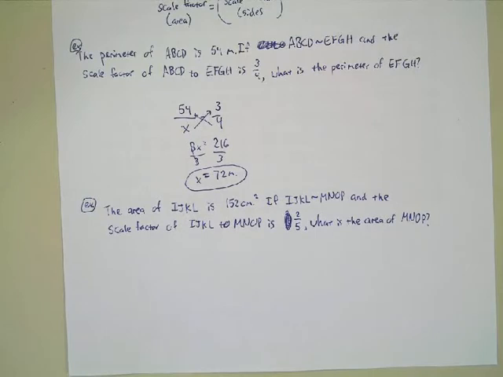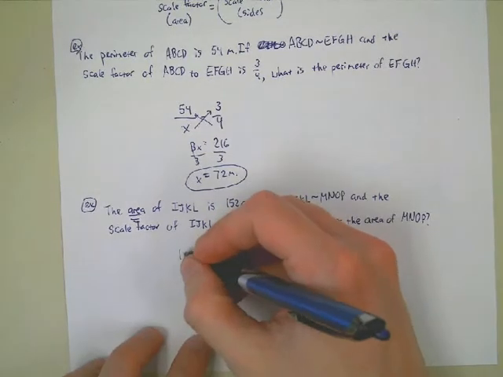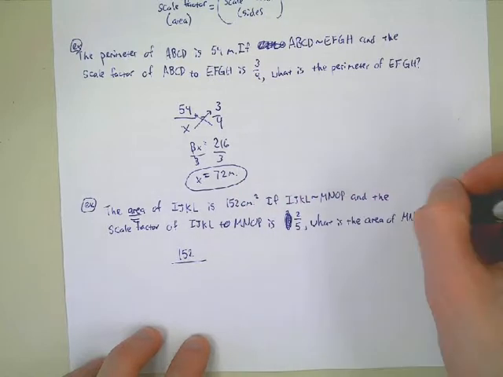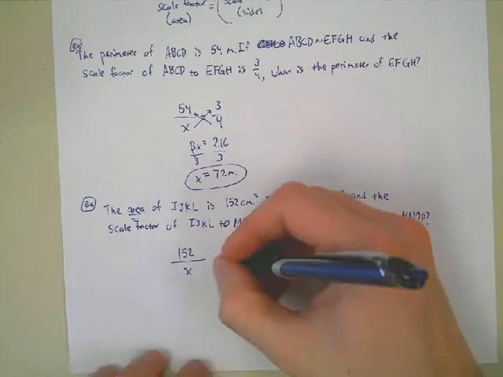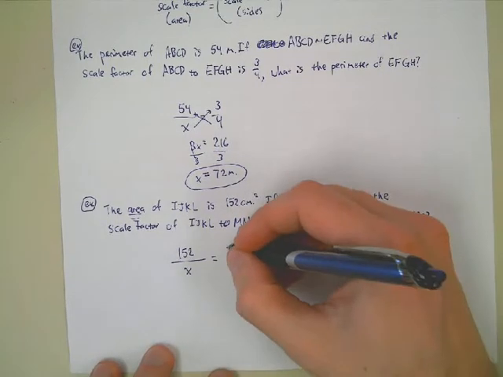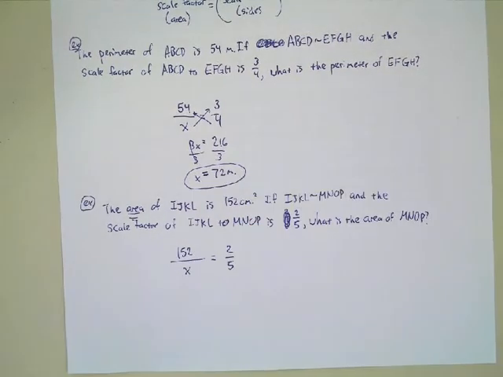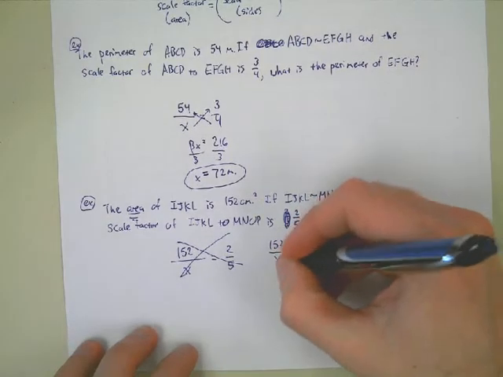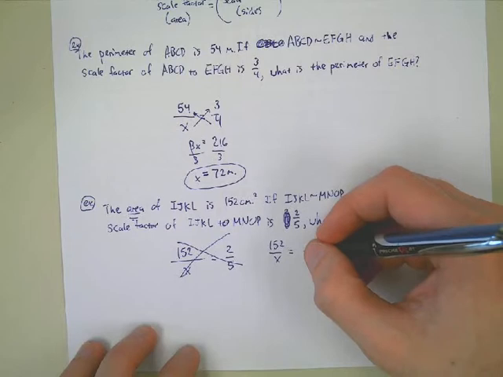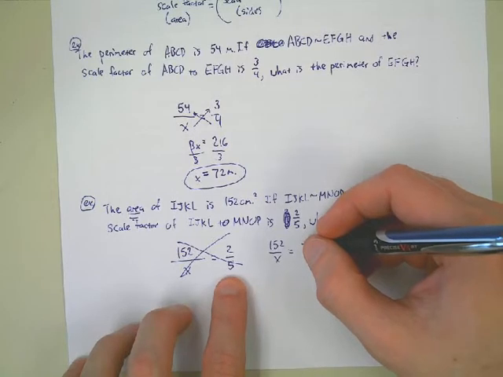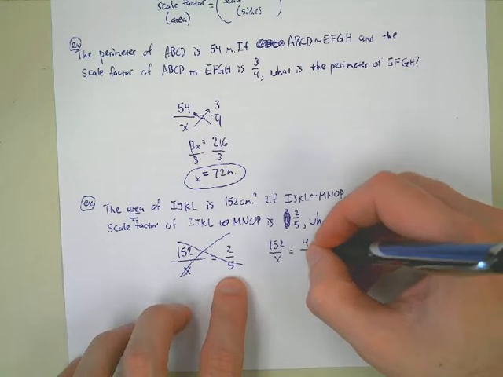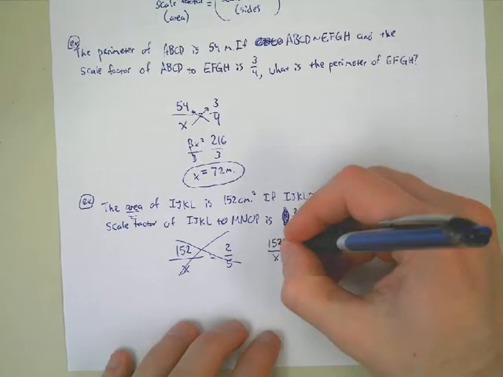So let's see here. We're talking about area now. So IJKL is 152 centimeters squared, and we're going to put that in ratio with the other area we don't know, MNOP's area. So 152 over x. And we want to say that should equal 2/5, right? Right, it's not equal to 2/5. It should equal 2/5 squared, which is what? What's 2/5 squared? 4/25. Yeah, 2 squared over 5 squared, 25. 4/25.